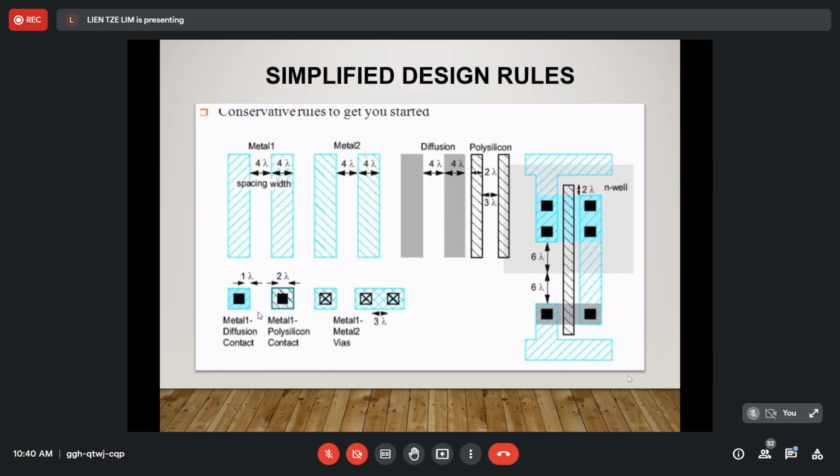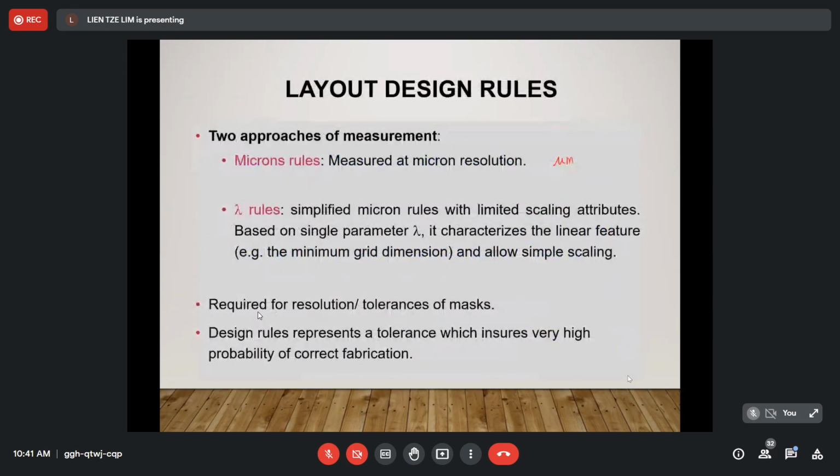The layout design rules here are important because they determine the measurements of the layers in an IC. There are two approaches of measurement, as I showed you in this slide. The first is the micron rules, which means that all the dimensions of the layers are measured in micrometers. Another approach is the lambda rules, which means that all the dimensions of the layers, whether spacing or width, are measured in lambda.